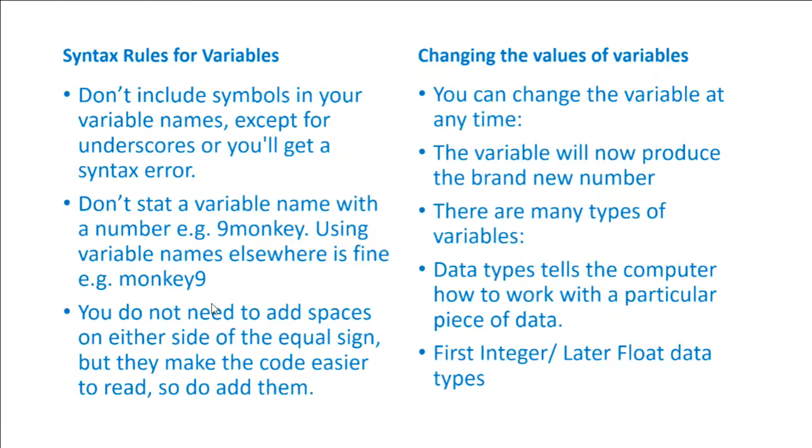Syntax rules for variables. Don't include symbols in your variable names, except for underscores, or you'll get a syntax error. Don't start a variable name with a number, for example 9monkey. Always start the variable with a letter rather than a number, for example monkey9. You do not need to add spaces on either side of the equal sign, but they make the code easier to read, and so it would be better to add them.